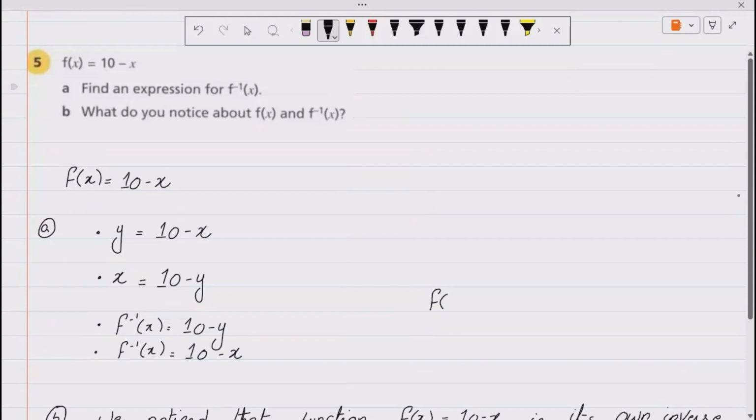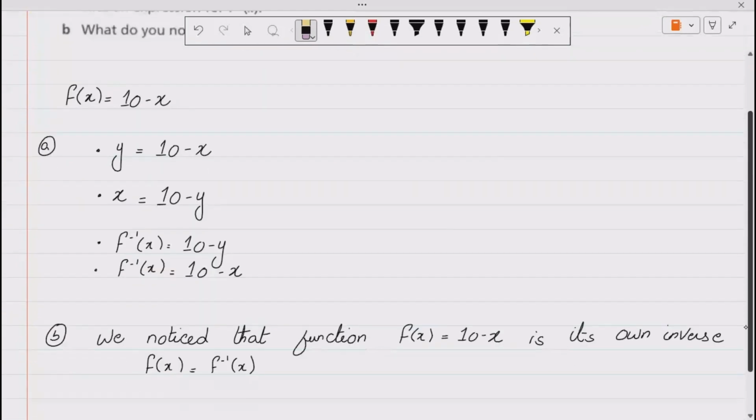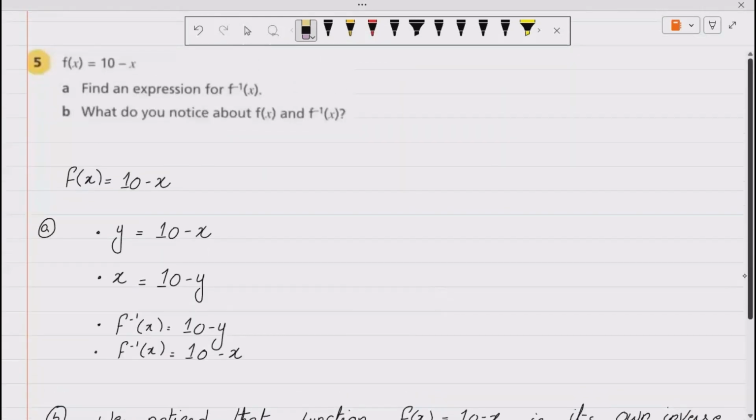Sometimes in exams, this type of question appears where we are given a function and we have to find the inverse, and eventually it comes out that this function is the inverse of itself. Okay, so this question is also complete.